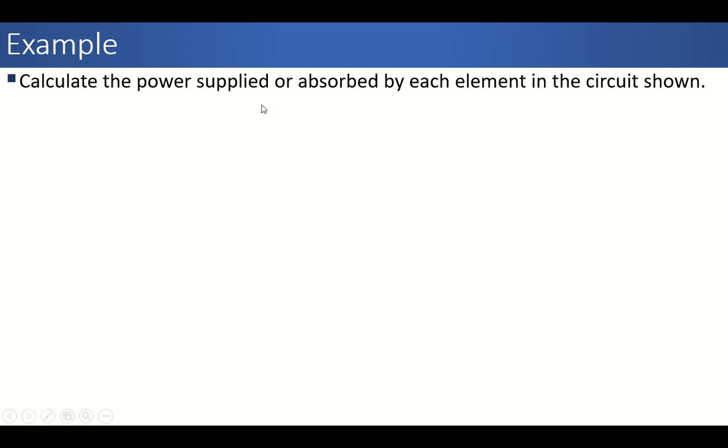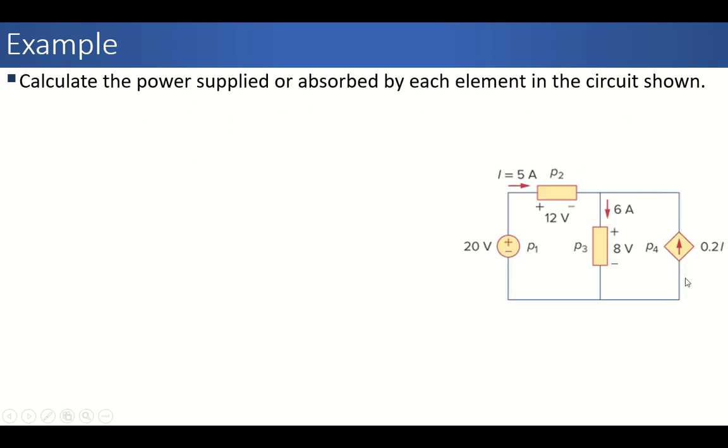We want to calculate the power supplied or absorbed by each element in the circuit shown. We have a circuit in which we are given the current and voltage across each element, and we are also given that there are two sources. One is 20 volts, another is a constant current source, where 0.2 amperes are flowing.